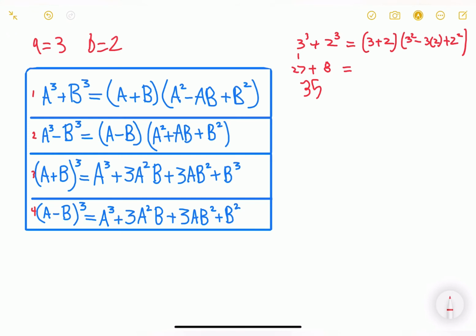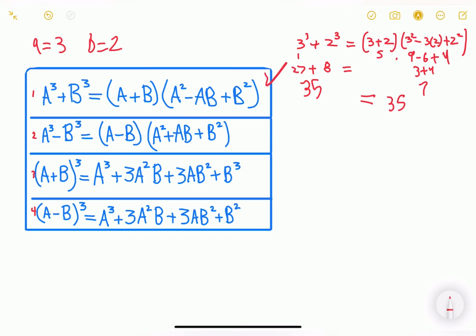So let's test it out. 3 plus 2 is 5. And then 3 squared is 9, minus, what's 3 times 2? 3 times 2 is 6. Plus 4. So let's solve these first. 9 minus 6 is 3 plus 4. What is 4 plus 3? It's 7. And let's multiply 5 times 7. And we know that 5 times 7 equals 35. So now we proved number 1.